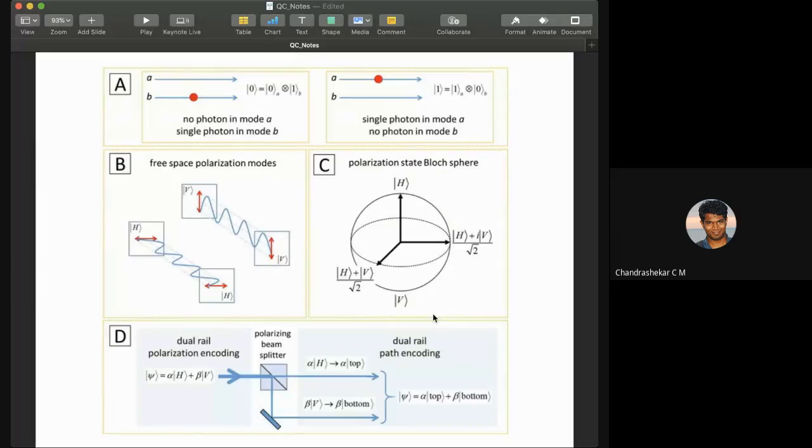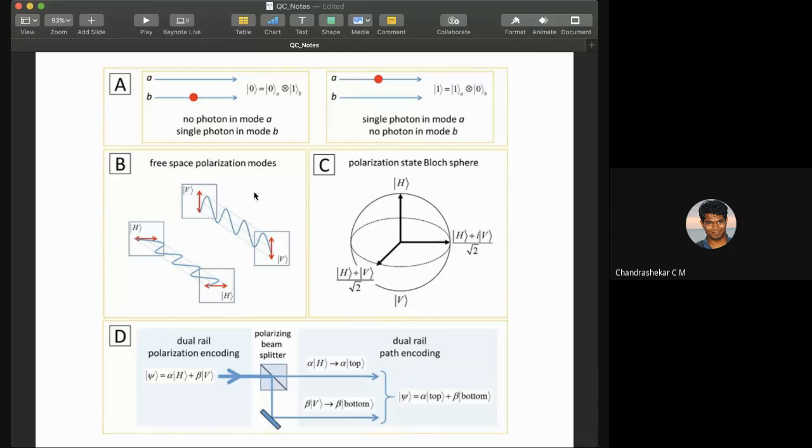So there are different physical systems for which one can think of encoding quantum states. You can have a physical system here, A and B, where no photon and having a photon itself can be your quantum state, 0 and 1, right? You are sending a photon, there will be 2 paths to send a photon, and we call it a dual rail encoding. That itself can be your qubit.